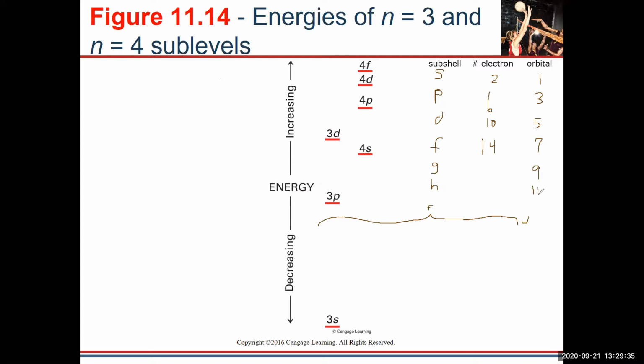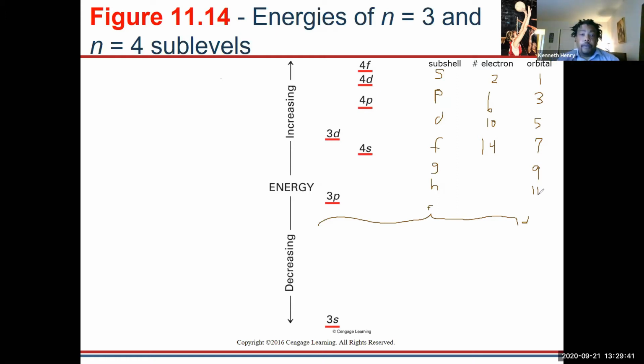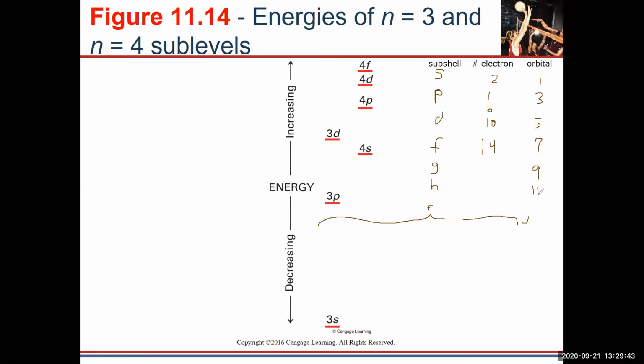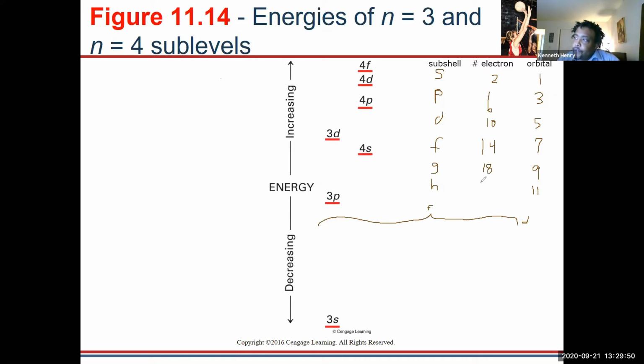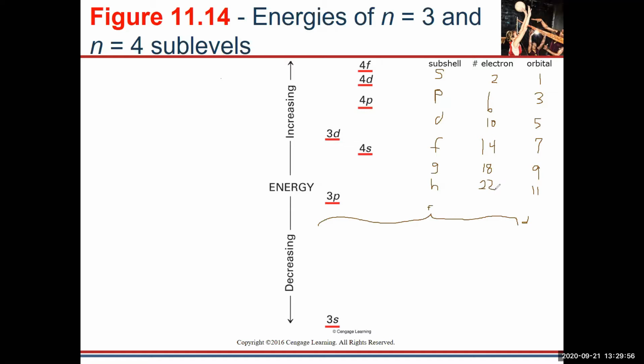Then how many electrons would you expect G to be able to hold? 18. And then H? 22. Piece of cake. Good.